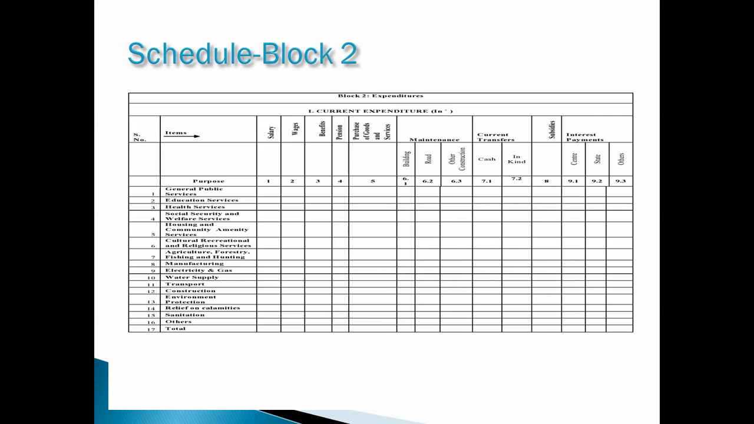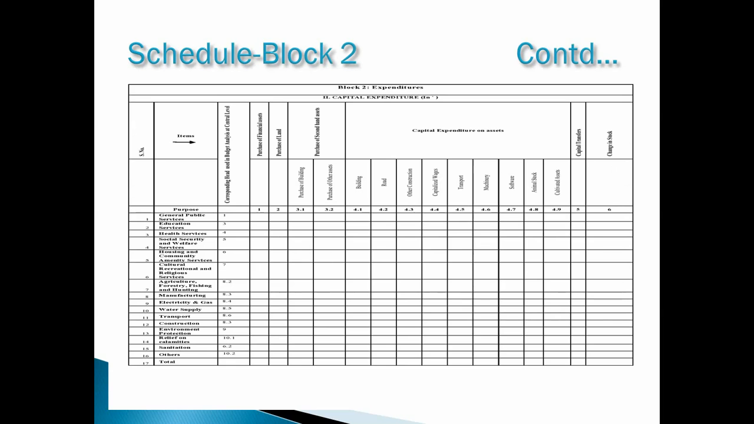Items covered under revenue expenditure include salary, wages, benefits, pensions, purchase of goods and services, expenditure on maintenance, current transfers and interest paid. Purchase of goods and services covers the expenditure made against fuel charges, stationery items, rent paid on hired buildings, etc. Expenditure on maintenance includes maintenance of buildings, roads, machinery, etc. Current transfers include scholarships, etc. The items under the capital expenditure part of block 2 include purchase of financial assets, purchase of lands, purchase of second-hand assets, capital expenditure on assets, capital transfers, and change in stock.